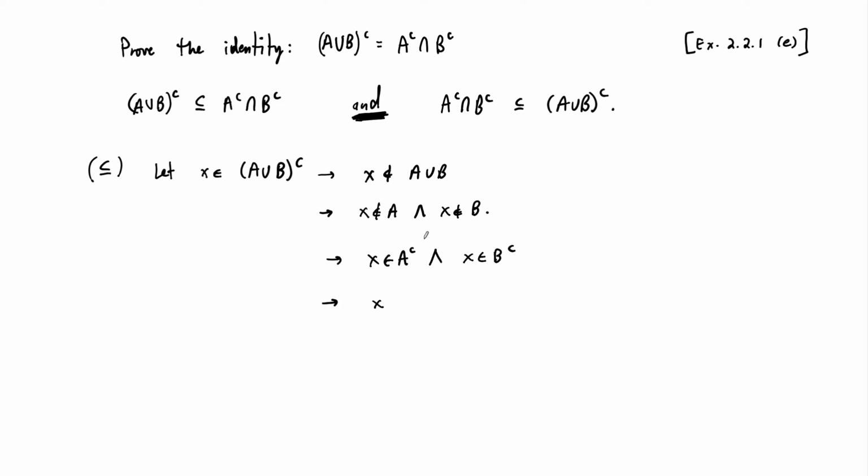I think I said or a minute ago, but this is an and, right? So x is in A complement and x is in B complement. So this becomes the intersection. So x is then in A complement intersected with B complement. All right, and so what do we learn then? We learned that the complement of the union, A union B complement, is contained in, a subset of, A complement intersected with B complement.